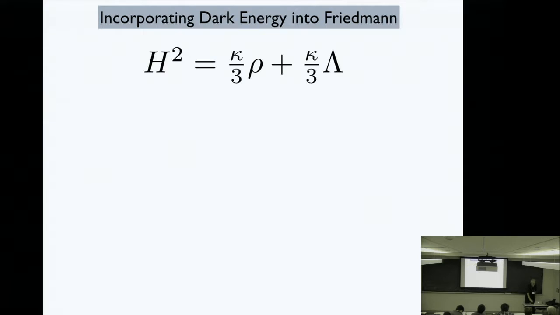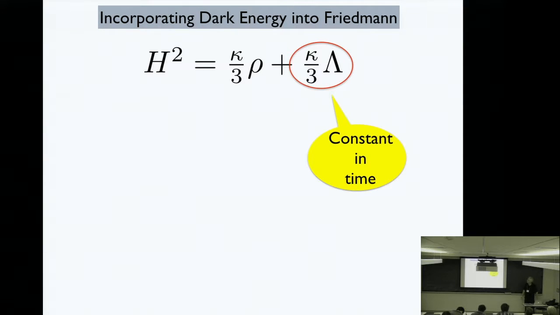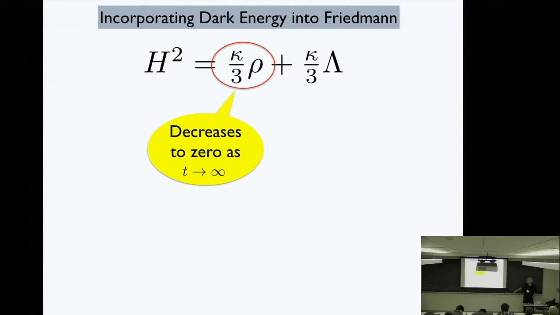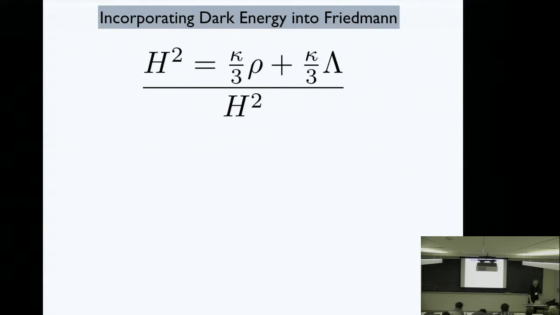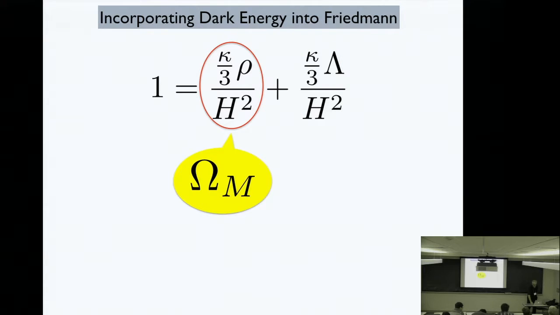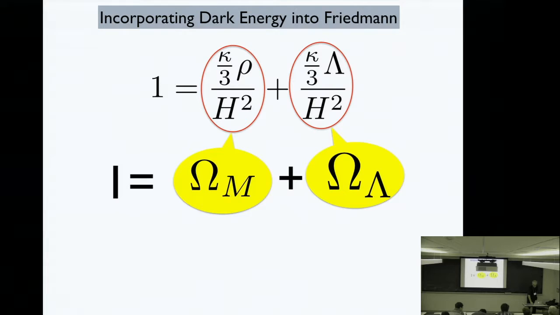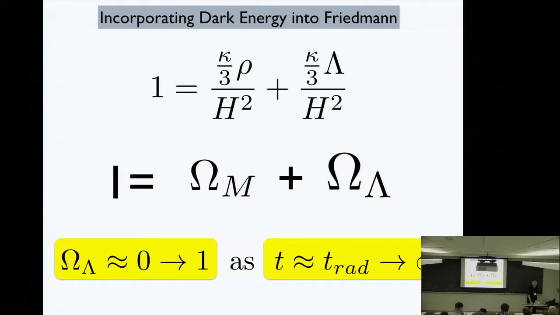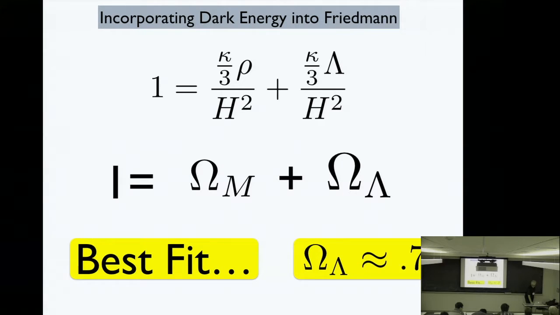Now, if I do that more slowly, maybe I don't have to for this audience, but I like to do this anyway. You write this, there's the rho and the lambda, divide, that's a constant. Rho, on the other hand, is decreasing from an enormous value down to essentially zero at the end. And so you divide by H squared, you get, that's omega lambda, that is omega matter, and clearly the sum is 1. And so you can conclude that omega lambda starts out 0 at the end of radiation, essentially 0, and heads toward 1 as t goes from the end of radiation to infinity. And we're at the stage where it's 0.7.